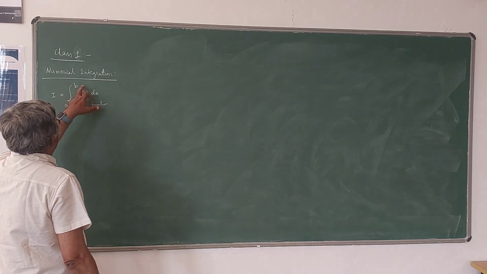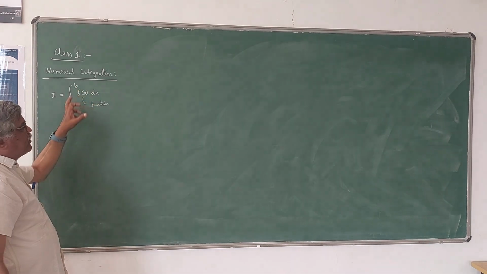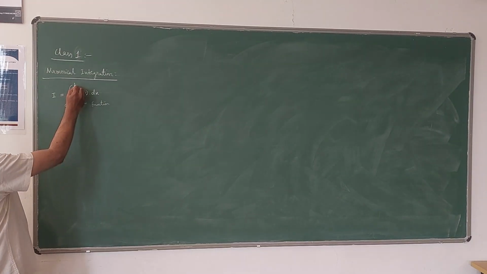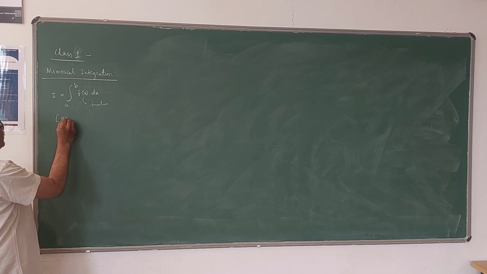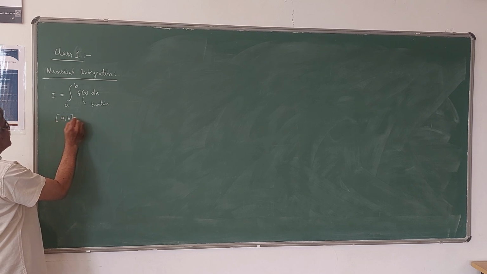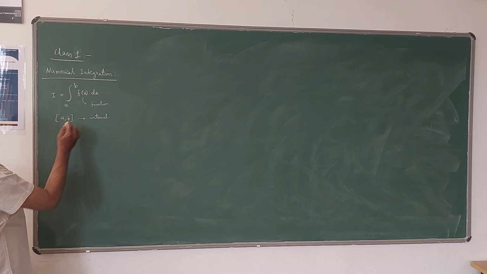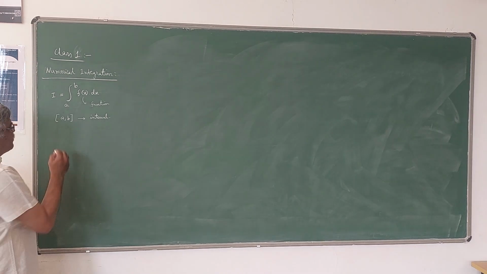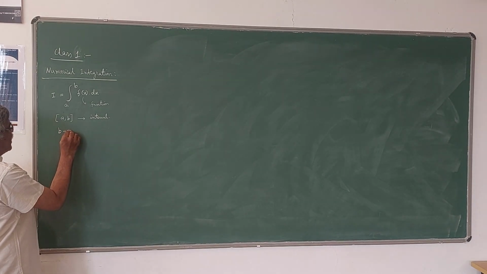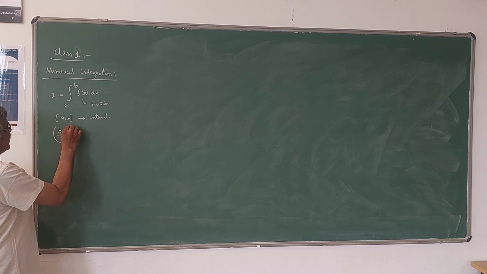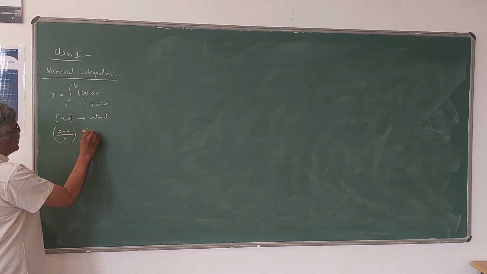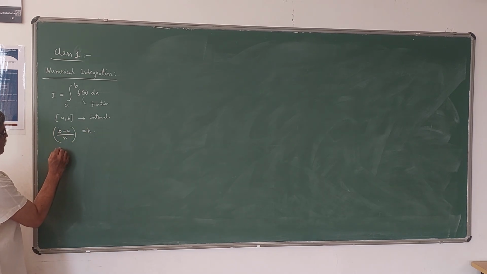So it has to be found out between the limits a and b. a is the lower limit, b is the upper limit. So that interval we are going to write like this. This is called the interval. And what happens? This interval is divided into a number of divisions. b minus a divided by n, where n is the number of divisions, is denoted as h.